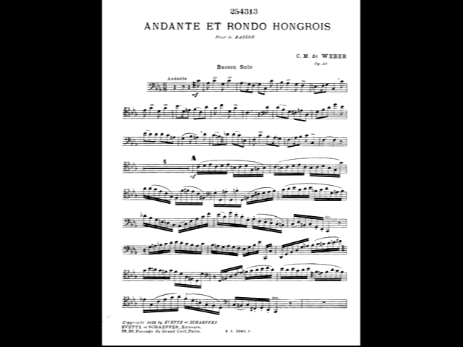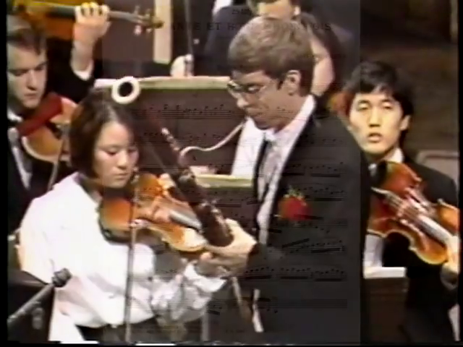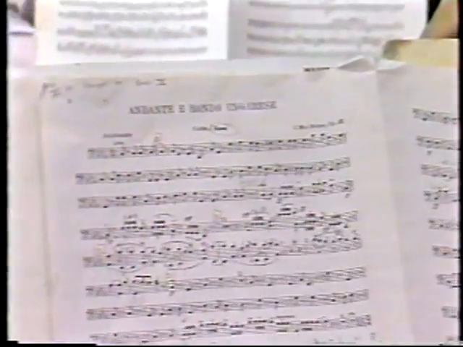In addition, other aspects of the Andante refer to musical idioms outside of the common practice, European musical traditions. I will discuss this more in the next video.